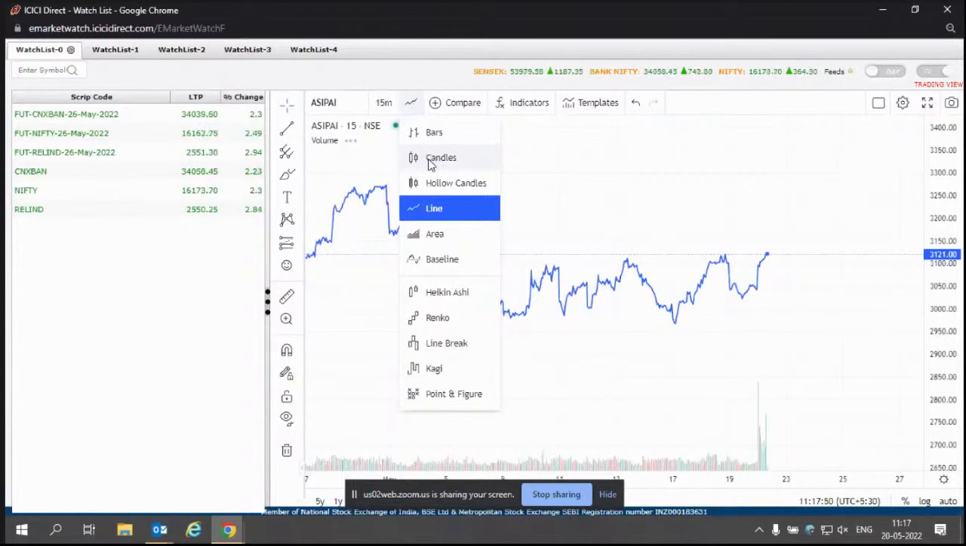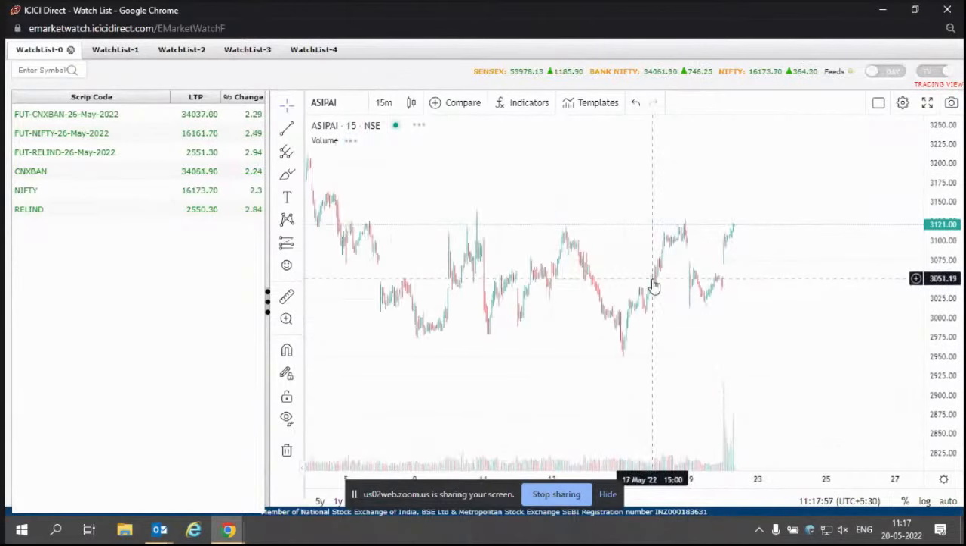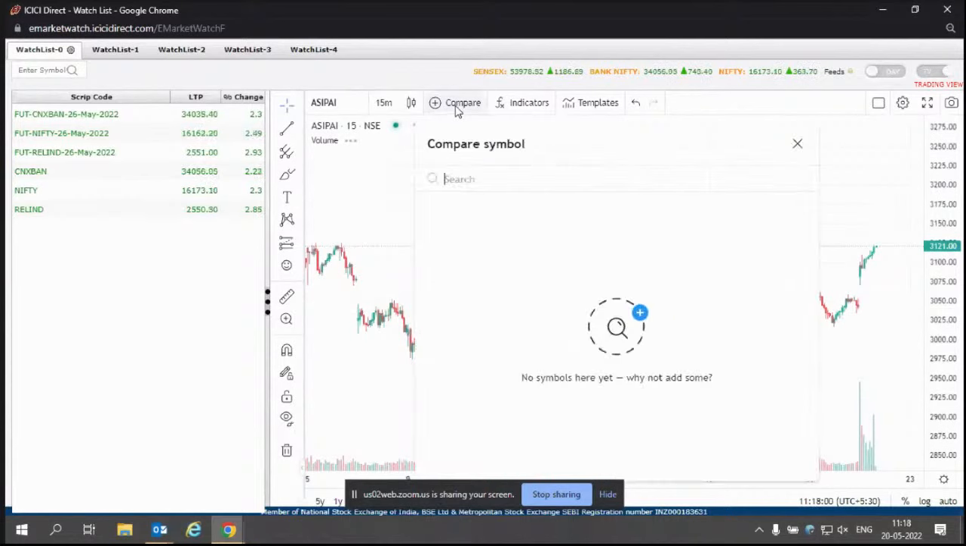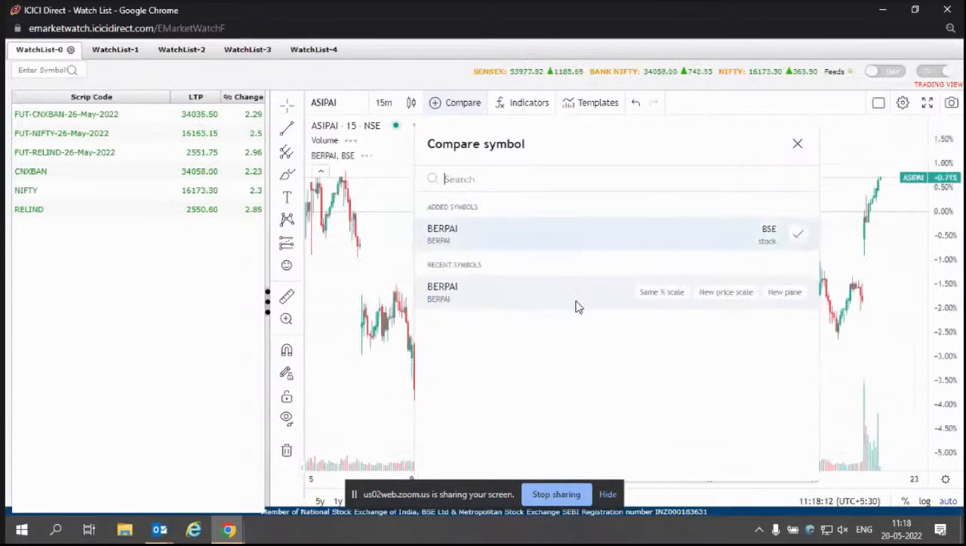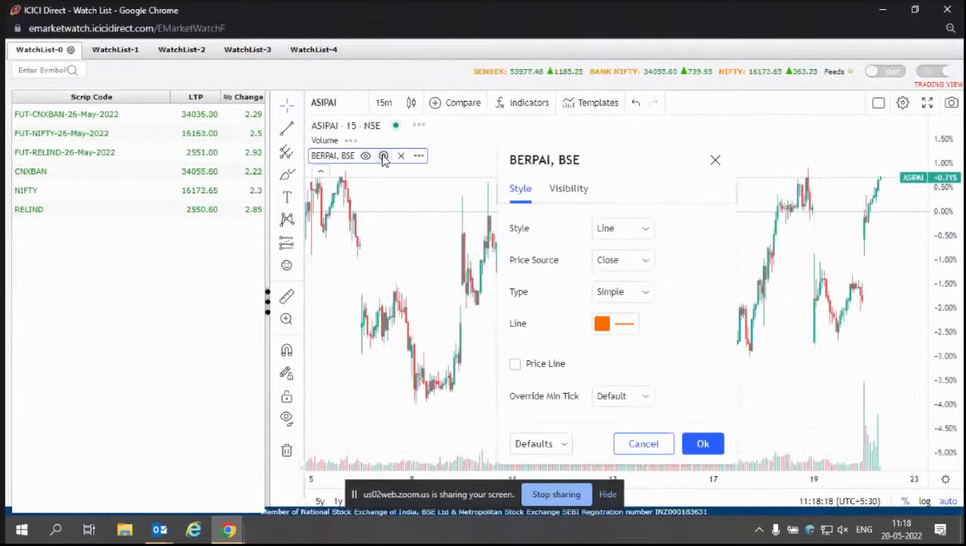Apart from that, on chart preference, again, I would say that you can have multiple charts, so you can compare the charts. Suppose you have a chart, here it is Asian Paints, and you want to compare it with Berger Paints, for example. You want to see, for the same sector, which company is outperforming. So you can plot the chart of Berger as well as Asian Paints and look for it.